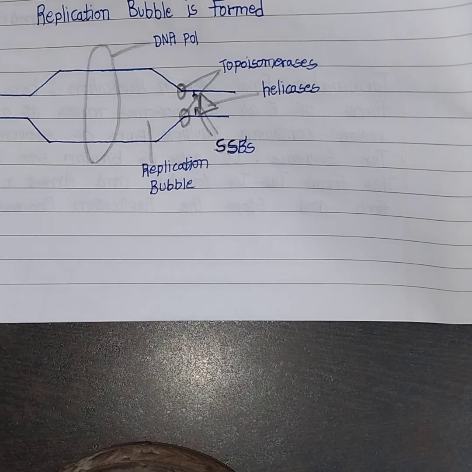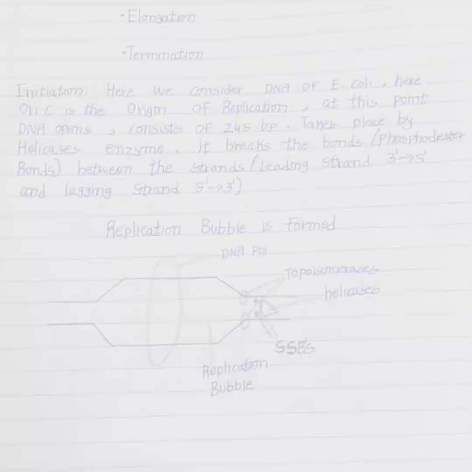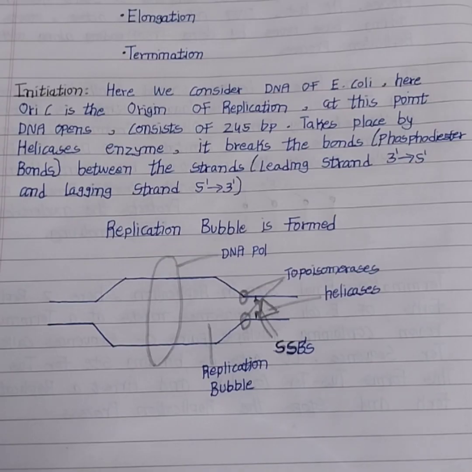Let's see the replication process in a simple manner. Stay connected. As we know, in the eukaryotic cell, DNA is the basic genetic material which transfers the genetic material from parents to offspring. So this genetic material needs to be replicated, and for that, the DNA replication process takes place in the eukaryotic cell.